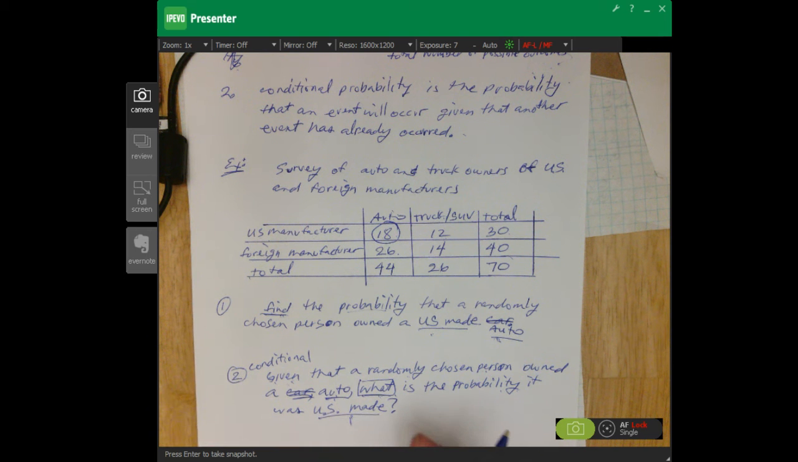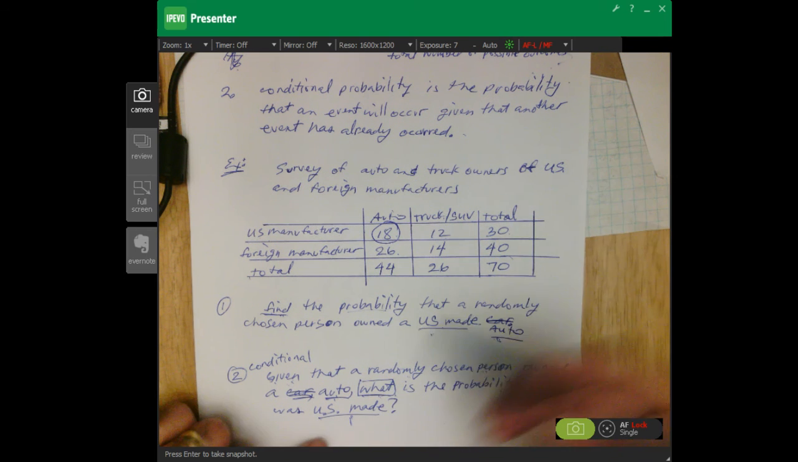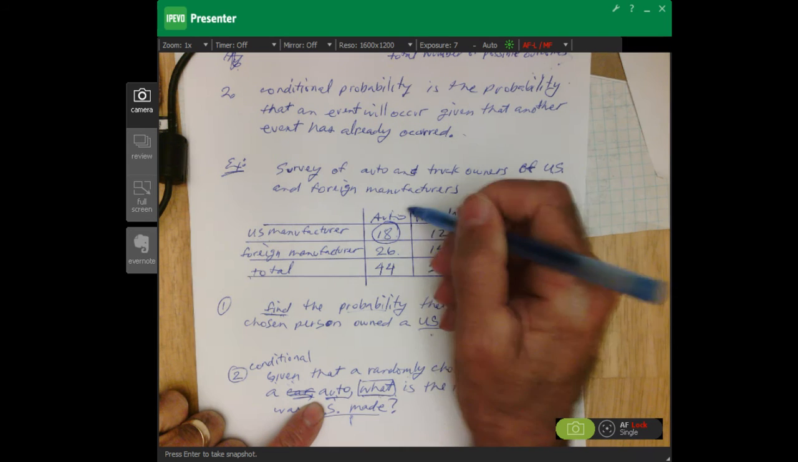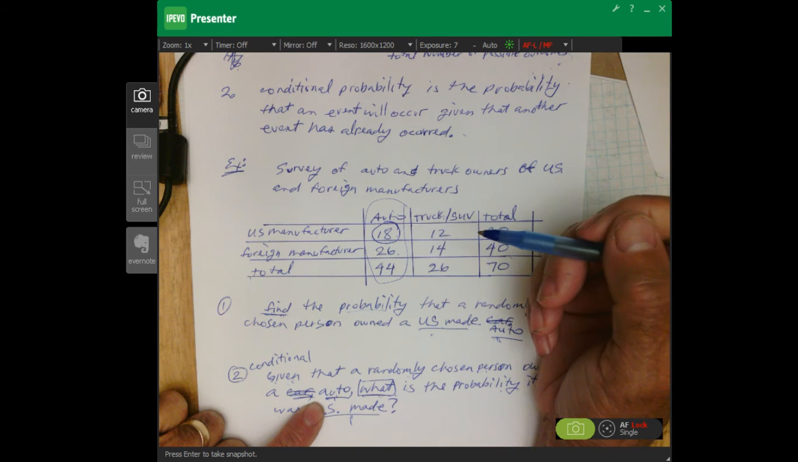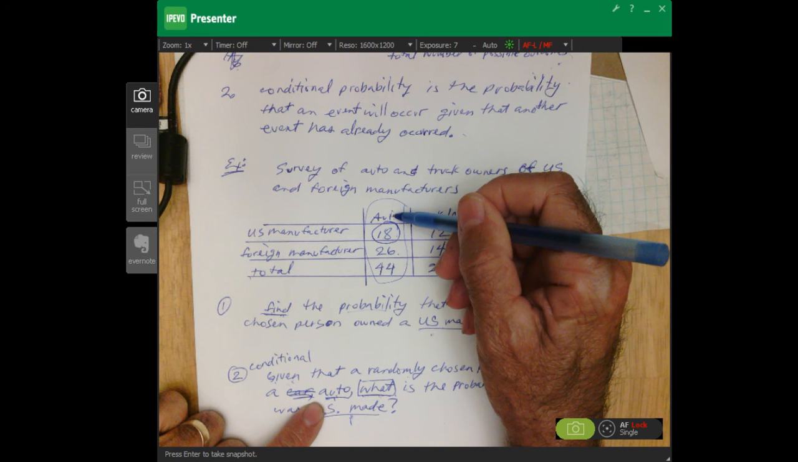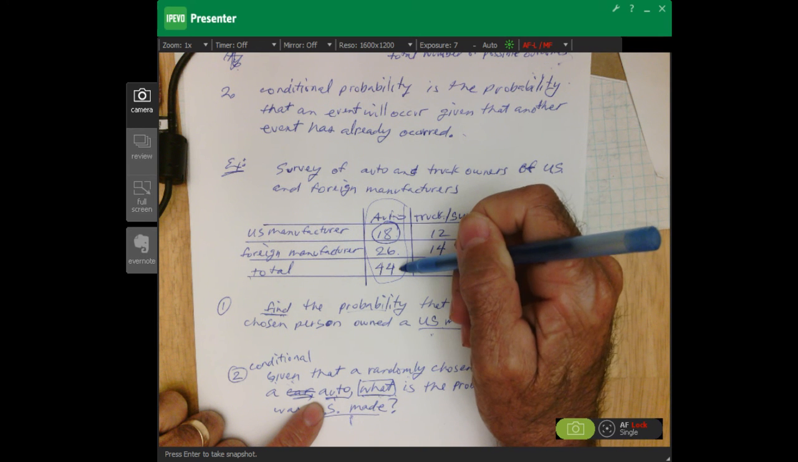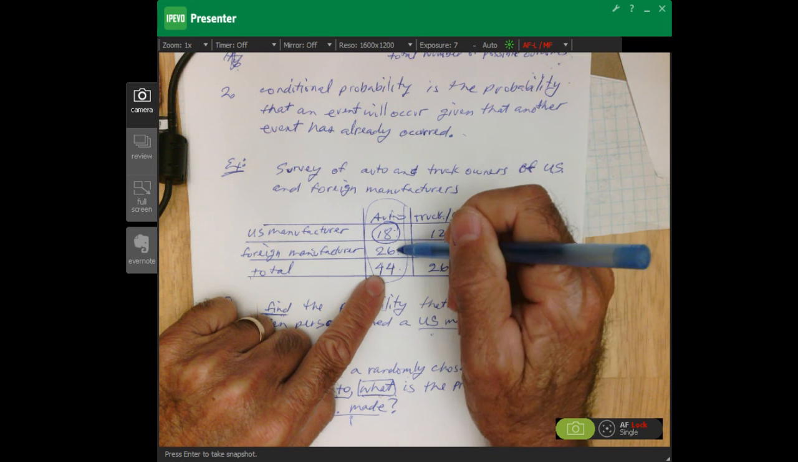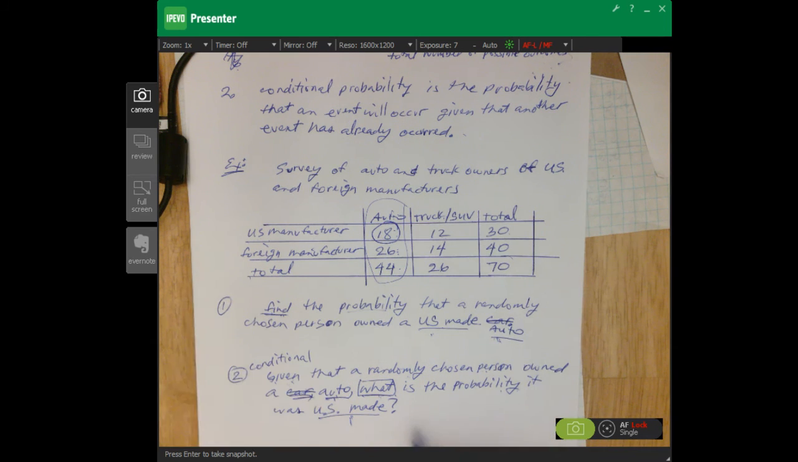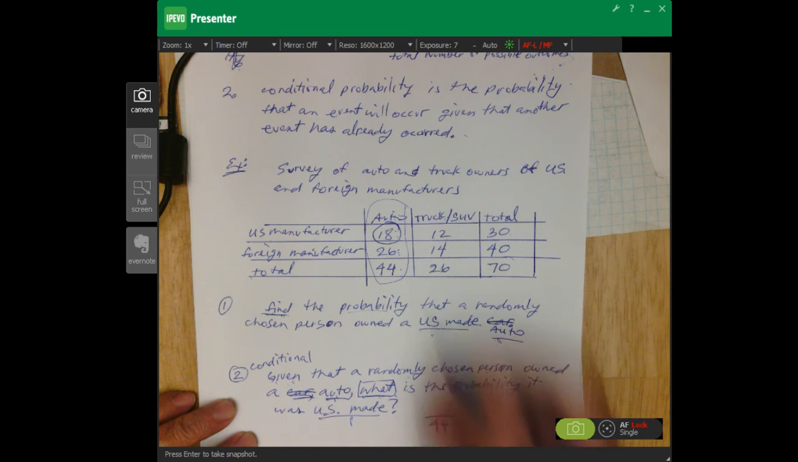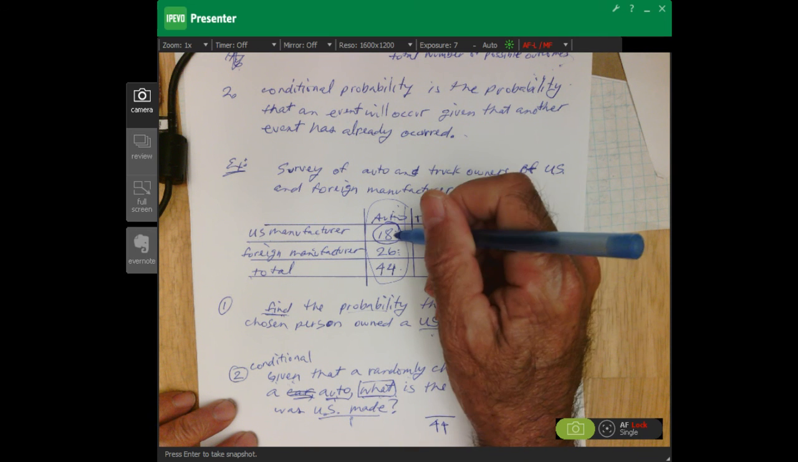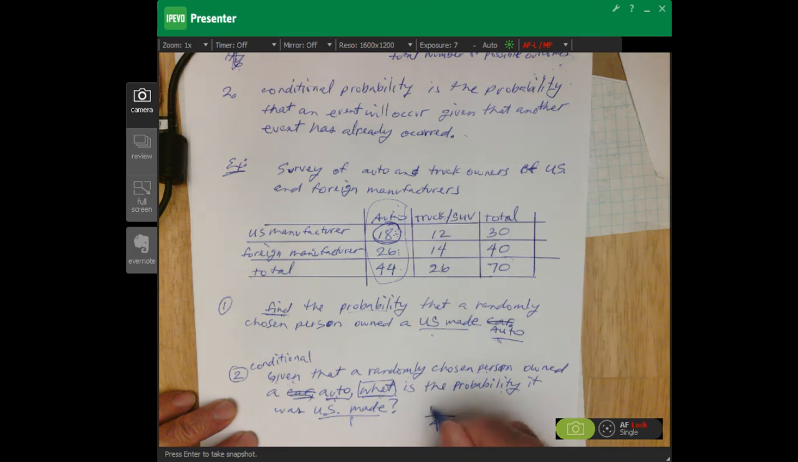That's very important, because as soon as you know that it is an automobile, you know it has to be from this column. So once you know that it's an automobile, there are only 44 different autos. 18 of them are U.S. made, 26 are foreign. So now when we divide, on the bottom it will be 44 in the denominator. We still have 18. How many ways could it be U.S. made? There are 18.